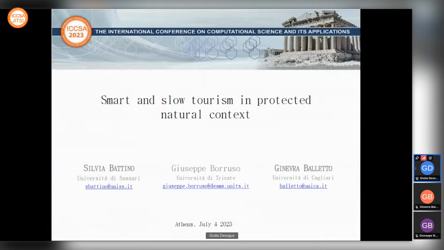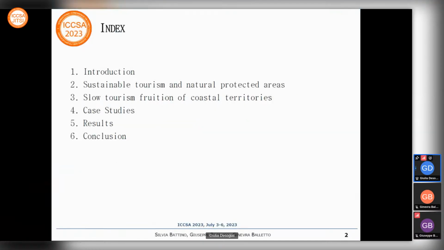Okay, good afternoon, everyone. I am Silvia Battino, a researcher from University of Sassari, and today I'm going to talk about smart and slow tourism in protected natural context. And the work was realized together with my colleagues Ginevra Balletto from the University of Cagliari and Giuseppe Borruso from University of Trieste. Okay, so the presentation is divided into six sections.